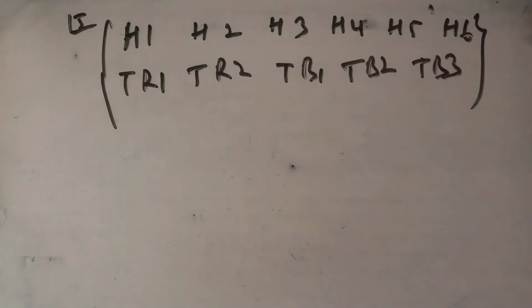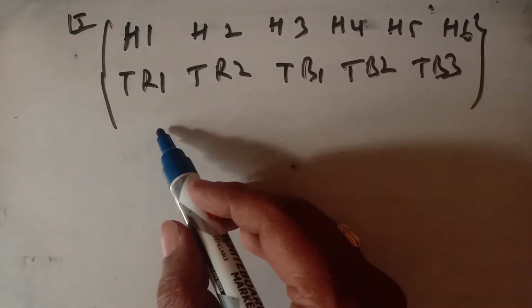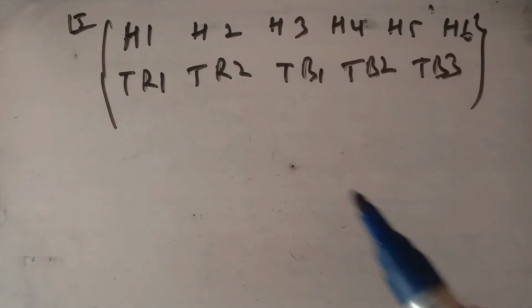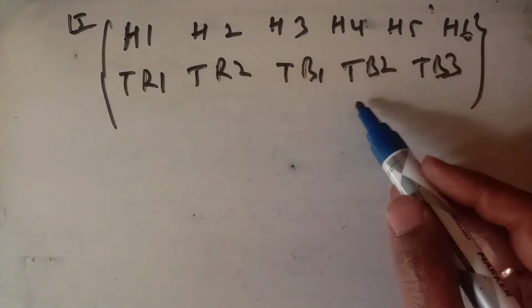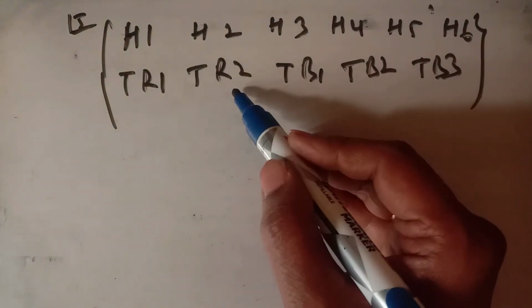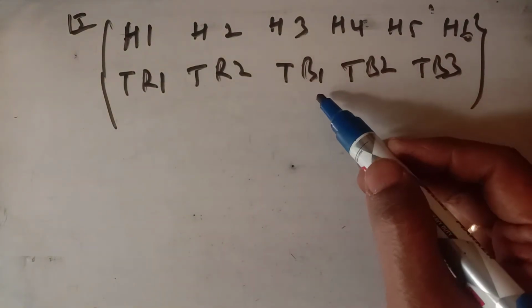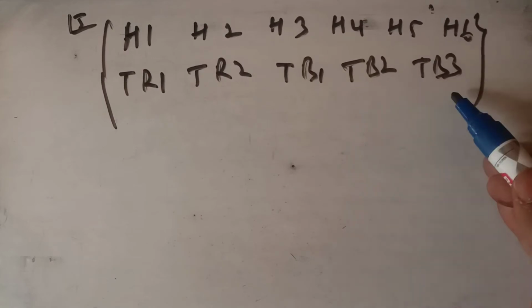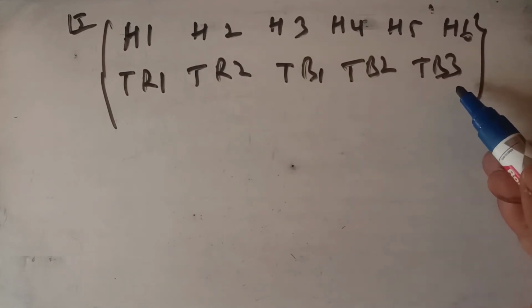When the head is obtained on the coin, we are throwing a die and we are getting a tail. Then we are taking out a ball from the box or a bag containing 2 red and 3 black balls. So tail, it can be first red ball, tail, it can be second red ball, tail, it can be first black ball, tail, it can be second black ball, tail, it can be third black ball. So this is the question number 15.